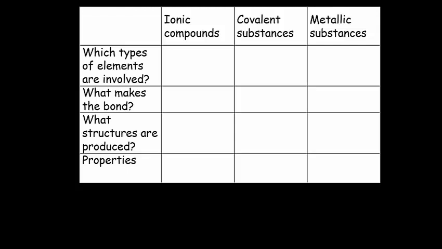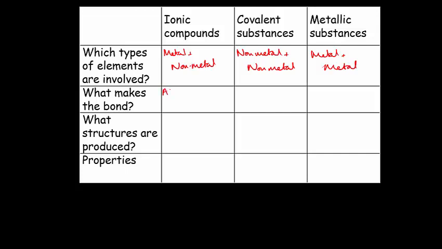Okay, so in ionic compounds, what type of elements are involved? That would be a metal and a non-metal. For covalent substances, that is 2 non-metals. So a non-metal and a non-metal. They can be the same type of non-metal. For metallic substance, it's metal and metal. And again, it can be the same type of metal.